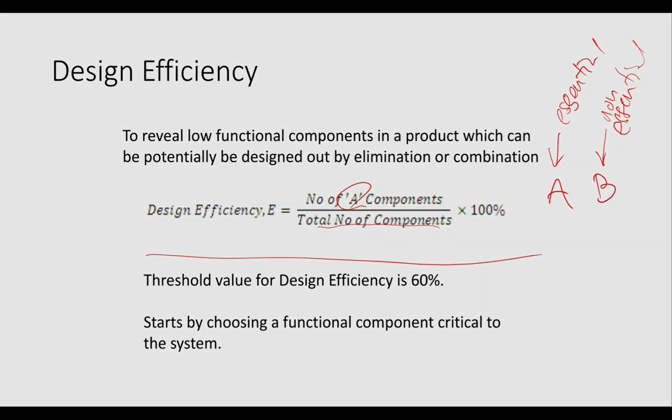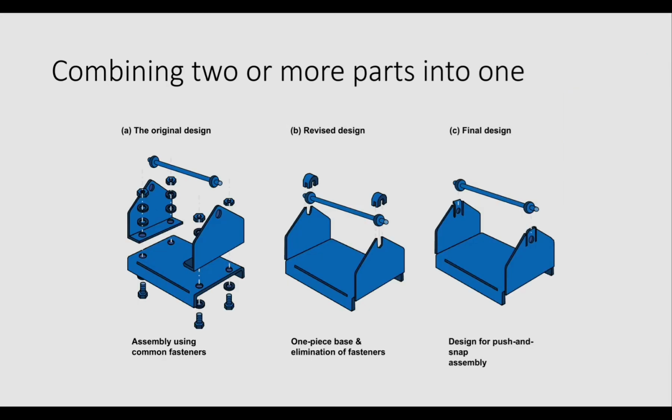Let me explain using this example. Let's see the first one, the original design. I have counted this. The total number of parts is 24. Sorry if I counted it mistakenly, perhaps correct. So the efficiency is the number of A parts over the total number of parts, which is 24. So how many essential parts do we have here in the original design?